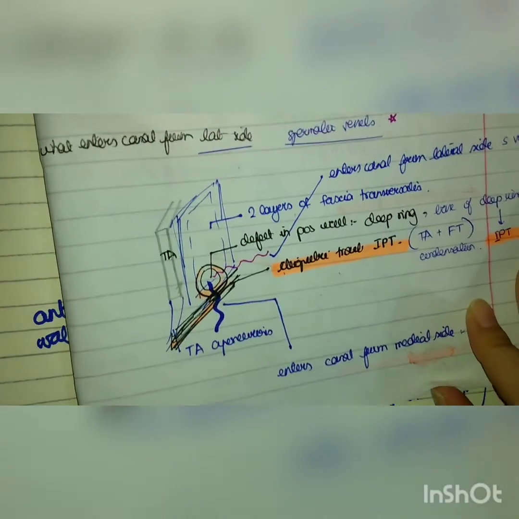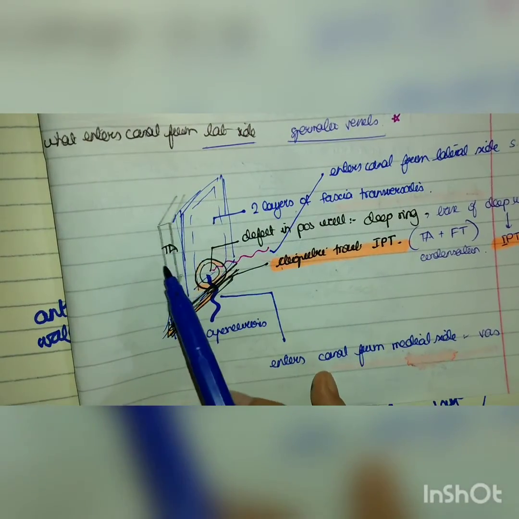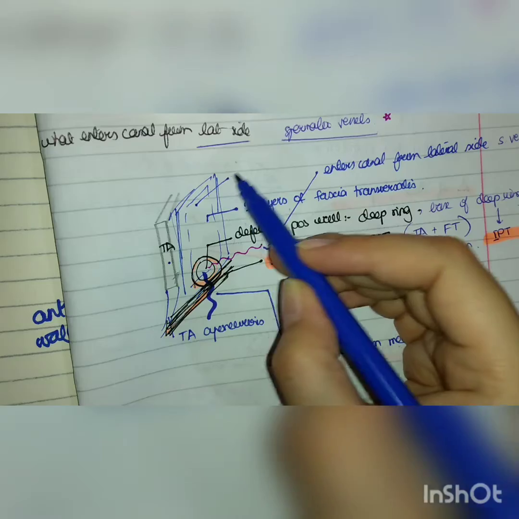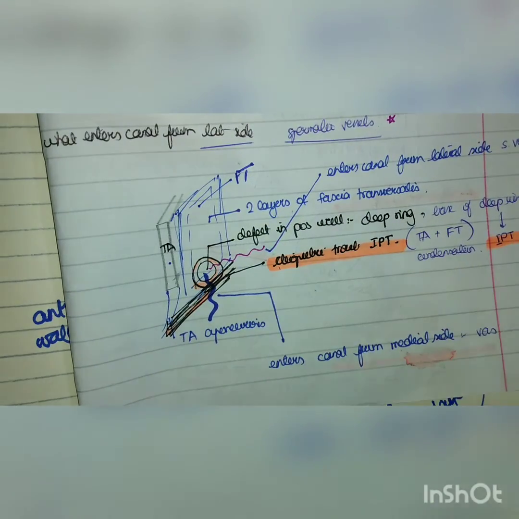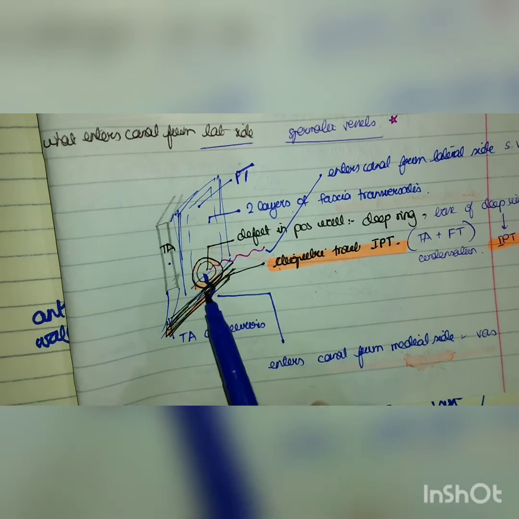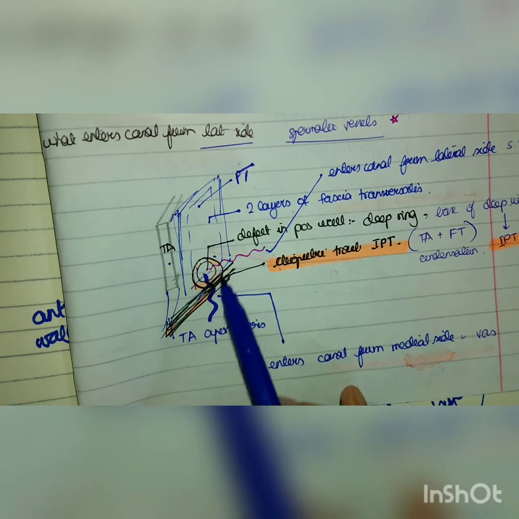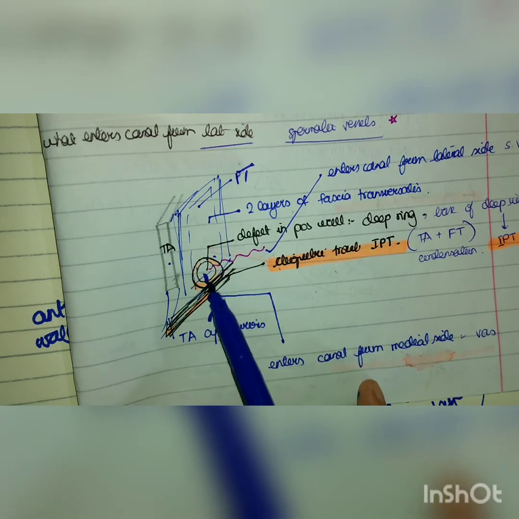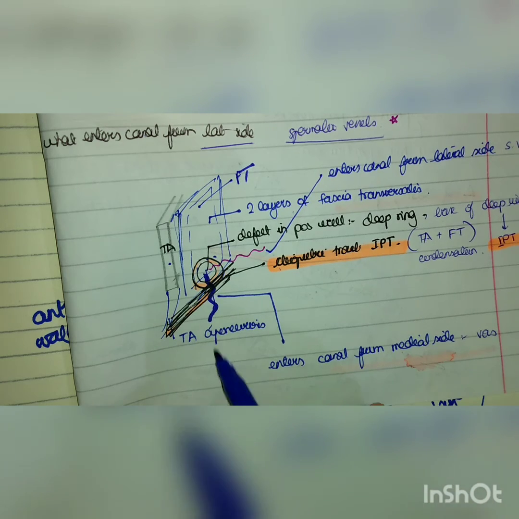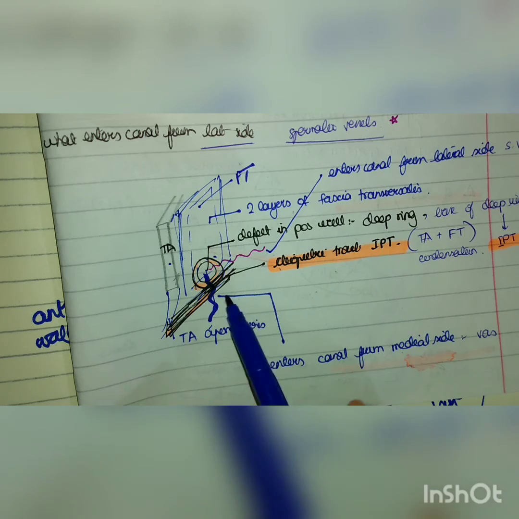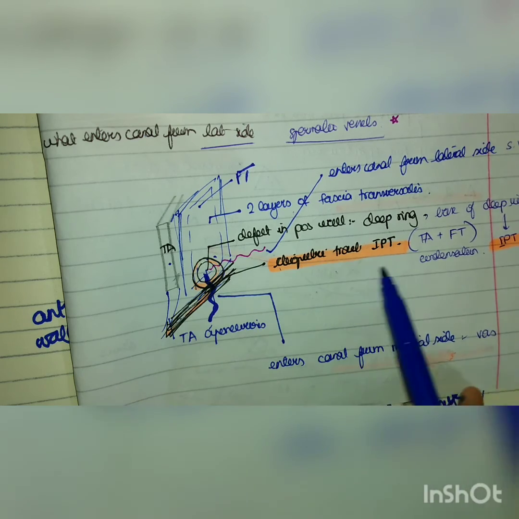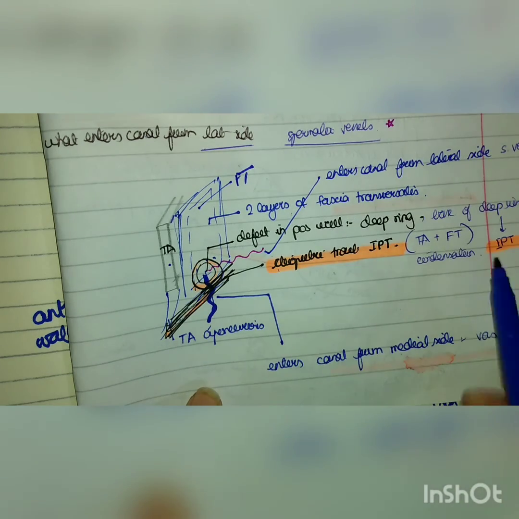Another picture, only the posterior wall. This is the transverse abdominis and this is the fascia transversalis, and these are the two layers of the fascia transversalis. You can see that this is a defect in the posterior wall, a defect in the fascia transversalis, and medially we have the vas deferens, and laterally we have the spermatic vessels entering through this deep ring, and there is the iliopubic tract, which is formed by the fusion of the transverse abdominis and fascia transversalis.